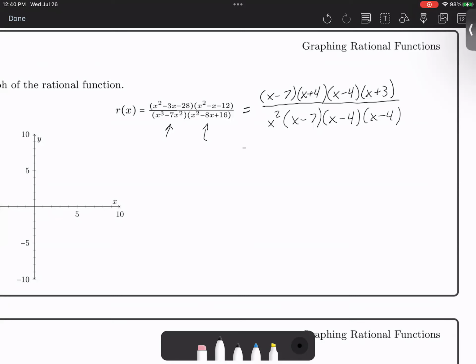Okay. So let's first talk about our domain. The domain is going to be all real numbers except what's going to make me divide by 0? 0 would, 7 would, and 4 would.